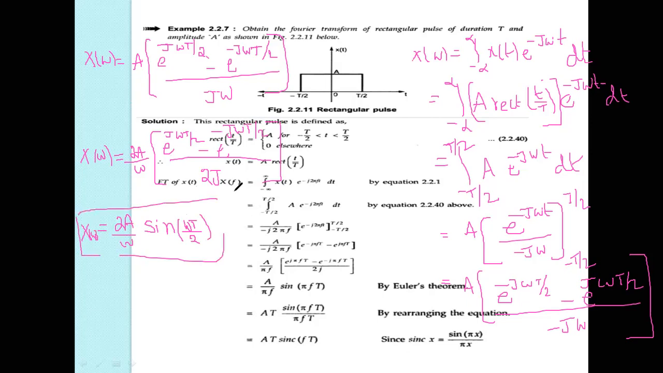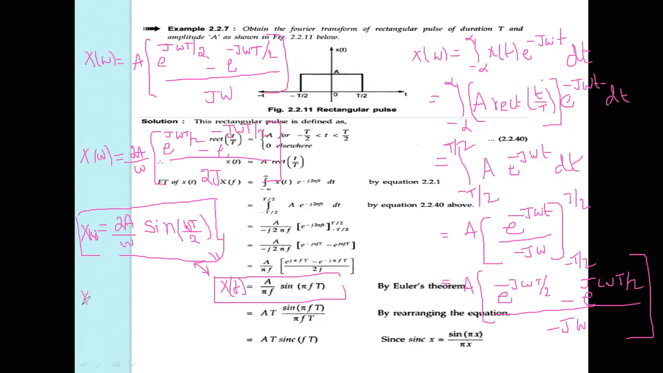Okay, my dear students, here we have X(f) = A/(πf) sin(πf t). Why is it πf? Omega is equal to 2πf, so the 2 gets cancelled: A/(πf) sin, and here also omega t is 2πf t, the 2 gets cancelled, A sin(πf t). These two are the same. That was in terms of angular frequency; now it is in terms of normal frequency. But I am changing this as A·t times the sinc function.